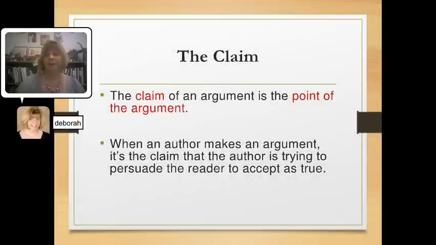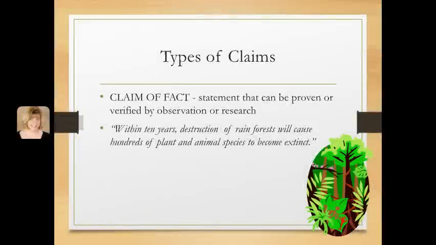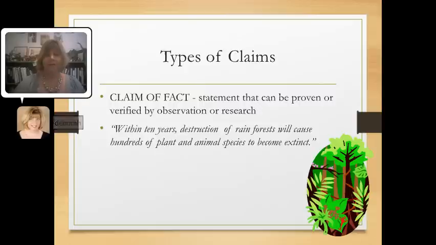So let's break down these terms a little bit individually. The claim is the point of the argument. This is what the author is trying to prove and trying to get you to accept as true. Now, there's several different kinds of claims within a specific argument. The first is a claim of fact, and a fact is a statement that, at least theoretically, can be proven or verified by observation or research.